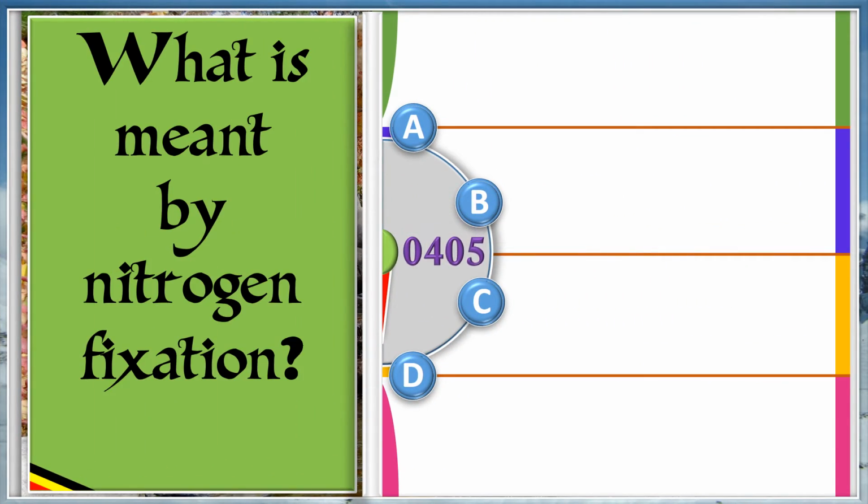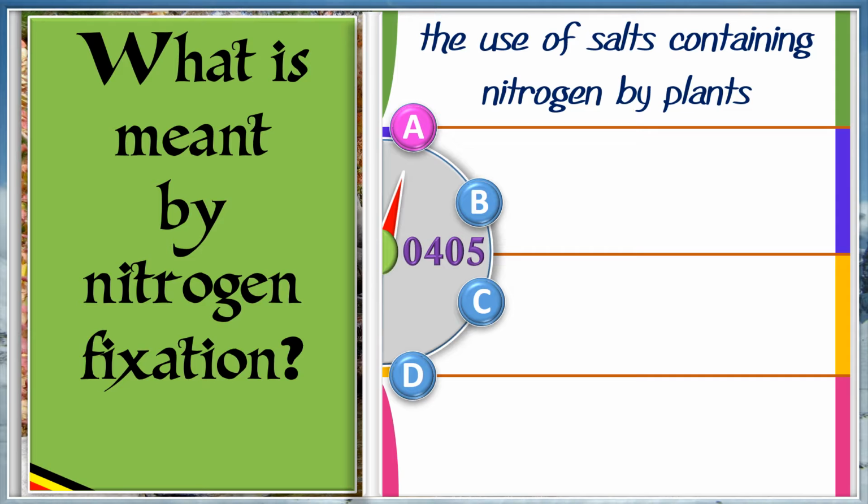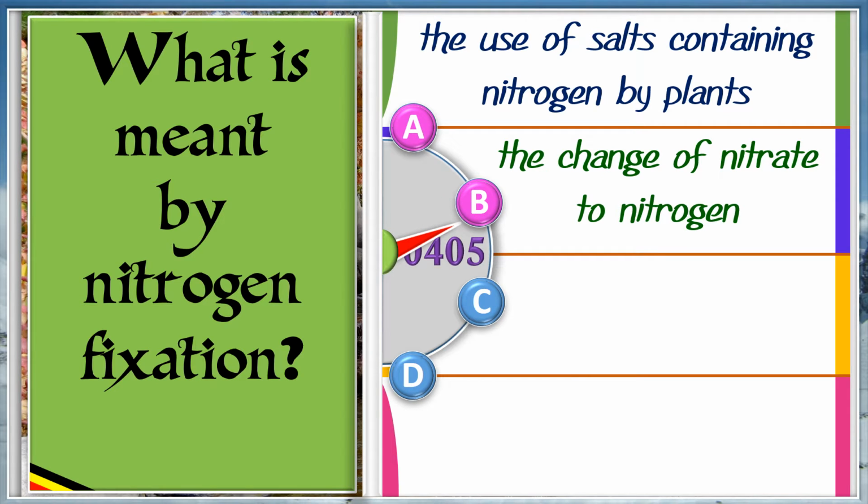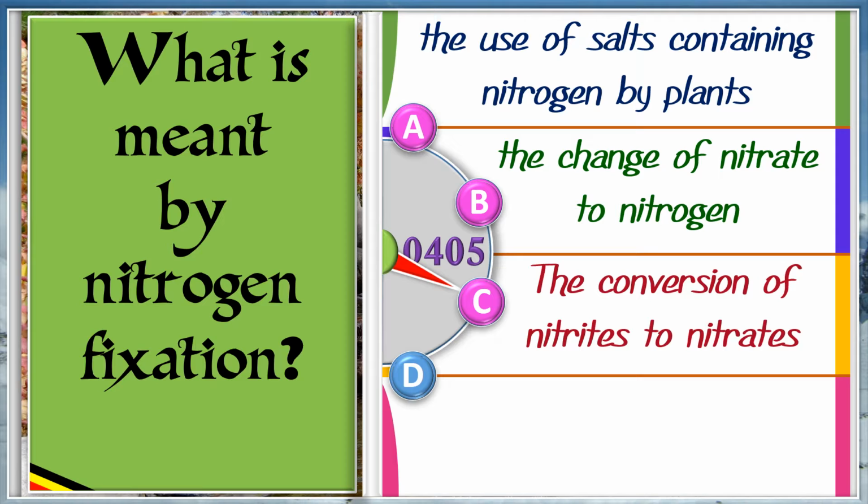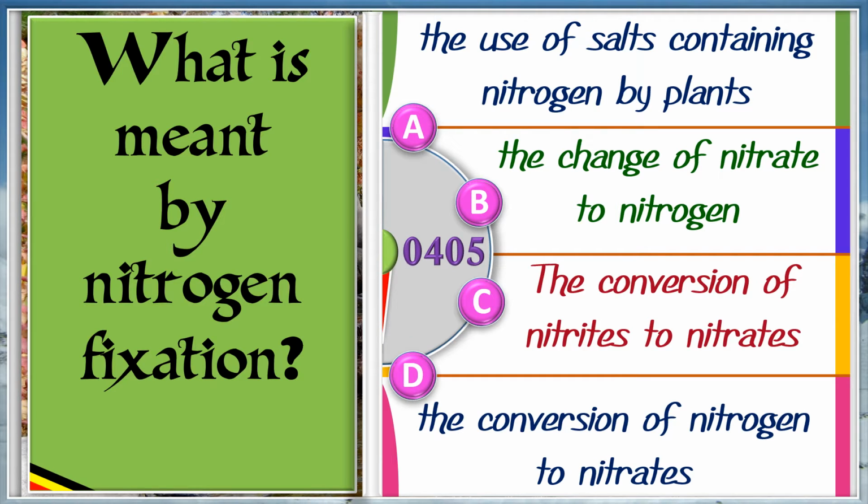What is meant by nitrogen fixation? A. The use of salts containing nitrogen by plants. B. The change of nitrate to nitrogen. C. The conversion of nitrites to nitrates. D. The conversion of nitrogen to nitrates. And the answer is D. The conversion of nitrogen to nitrates.